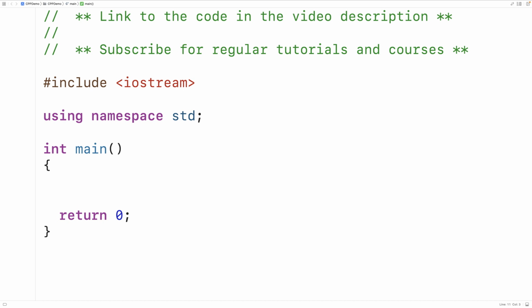In this video, we're going to write a C++ program to find the third angle of a triangle when we're given the first two angles of the triangle from user input. So we know that the angles of a triangle need to add up to 180 degrees.